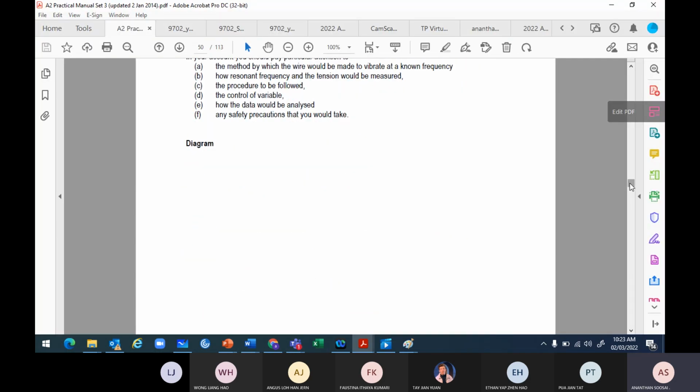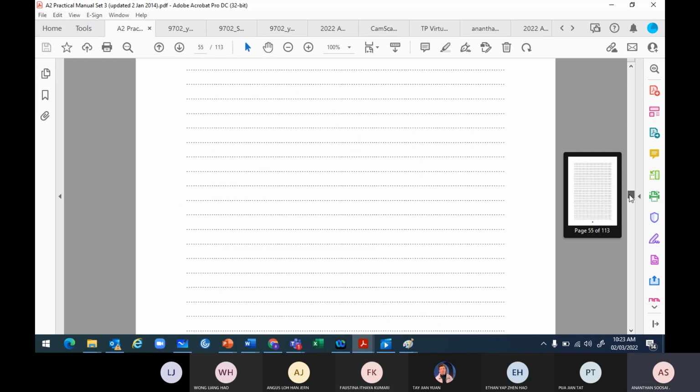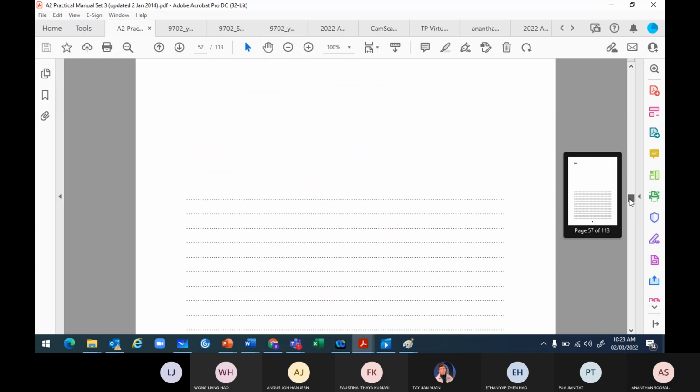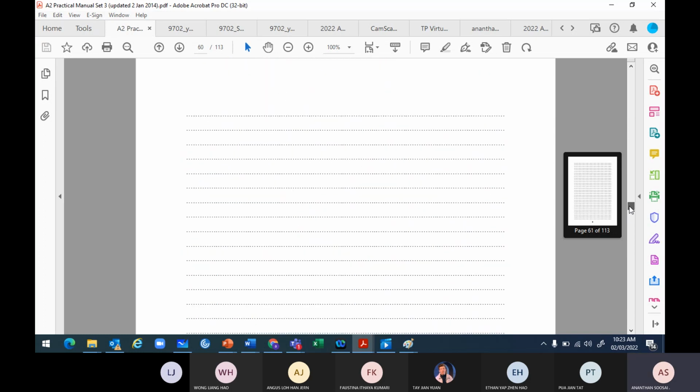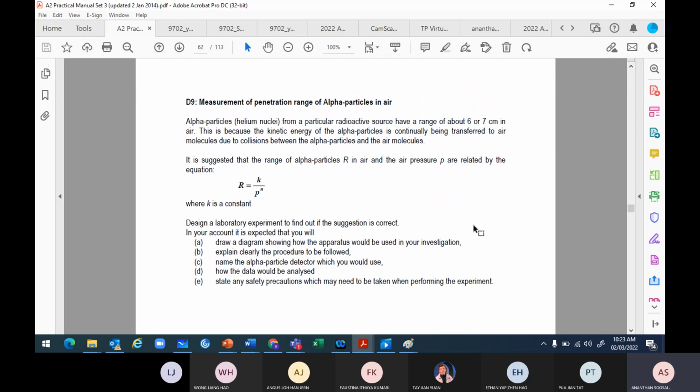Okay, so we skip after D5. Check D6, which is just telecommunication. Okay, go for one radiation. Can expand. It's usually learned in nuclear. Okay, come on, have a look. 10 minutes for you. Try to get the design, what instrument to use, and how you will go about this.